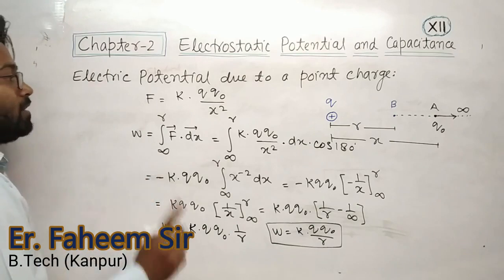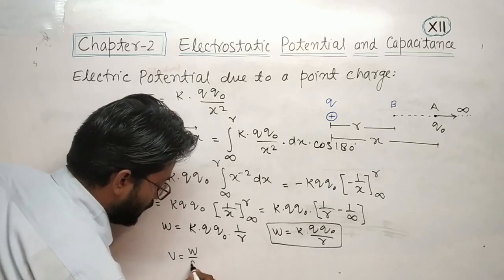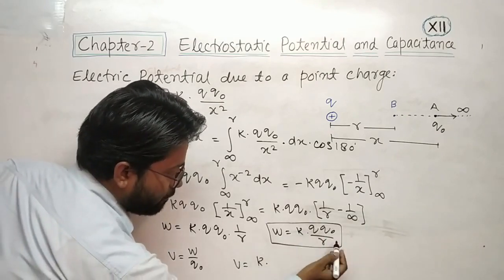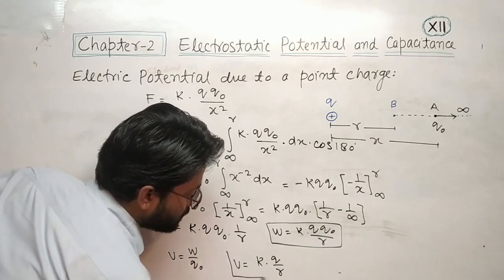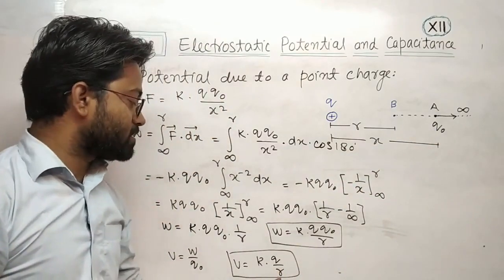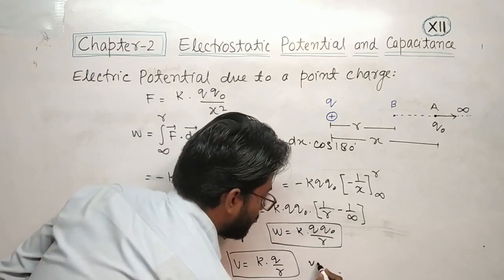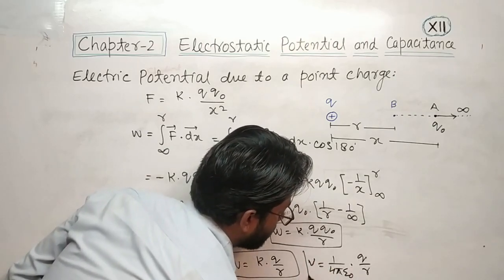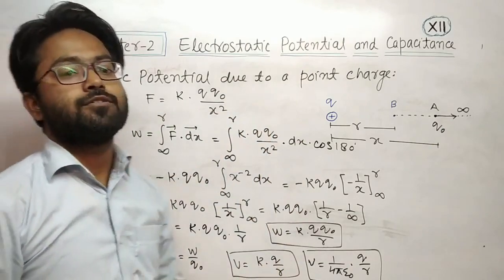This is the work done, but we need to calculate electric potential. We also know that electric potential V is equals to W upon Q naught. So V will be equals to K, and if we divide by Q naught, Q naught will be cancelled out, K Q upon r. The potential due to a point charge at any point at a distance r will be V is equals to K Q upon r. We can also write V is equals to 1 by 4 pi epsilon naught Q upon r. This is the electrostatic potential due to a point charge.